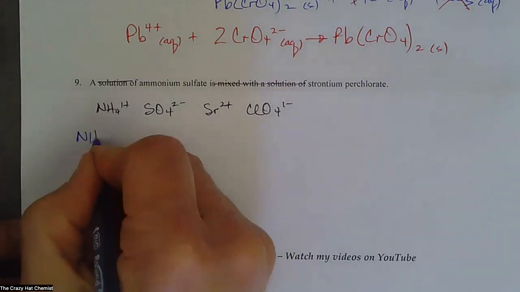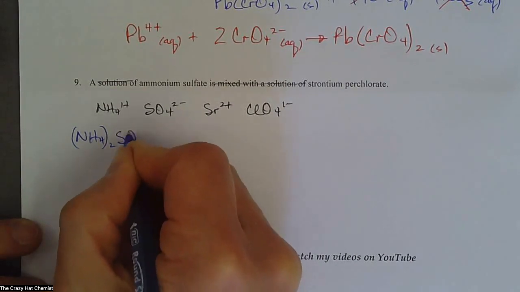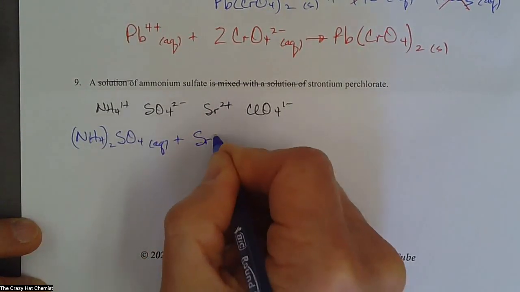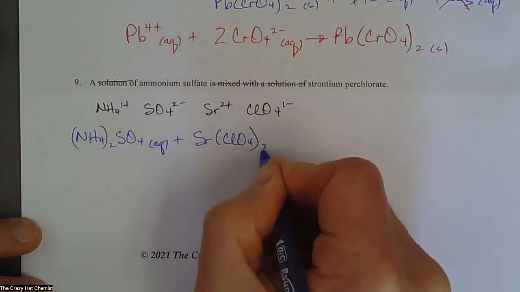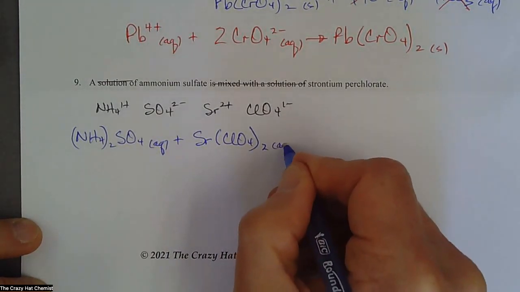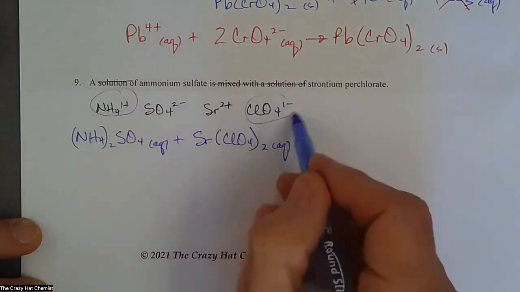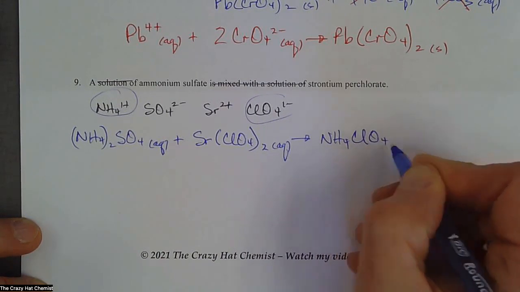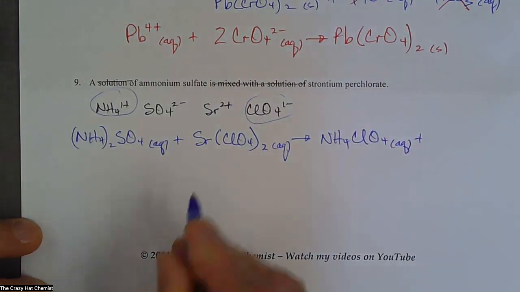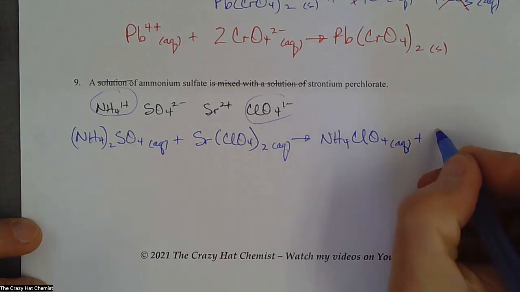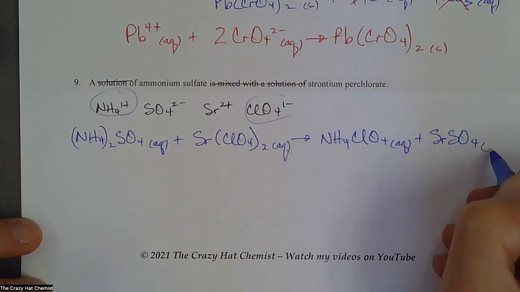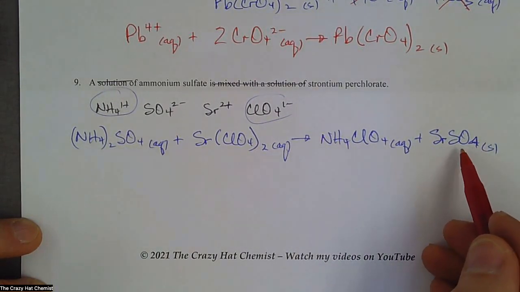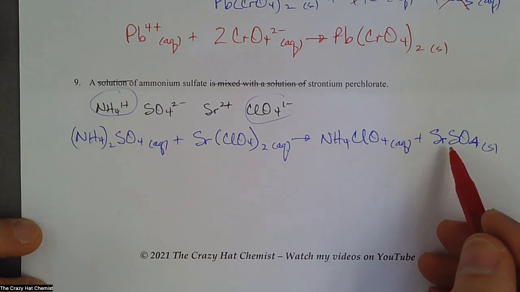So we're going to have (NH4)2SO4. Anything with ammonium ion in it is aqueous, plus Sr(ClO4)2. Anything with perchlorate is aqueous. In double displacement, the ammonium and the perchlorate get together, and that's ammonium perchlorate, NH4ClO4, and that's aqueous. And then strontium sulfate, SrSO4, and that's a solid. Sulfates are soluble except for barium, strontium, lead, and sometimes calcium.